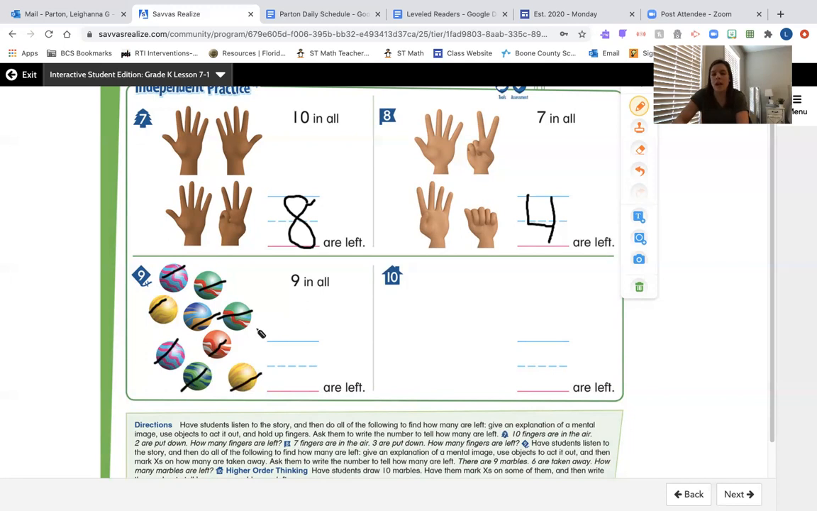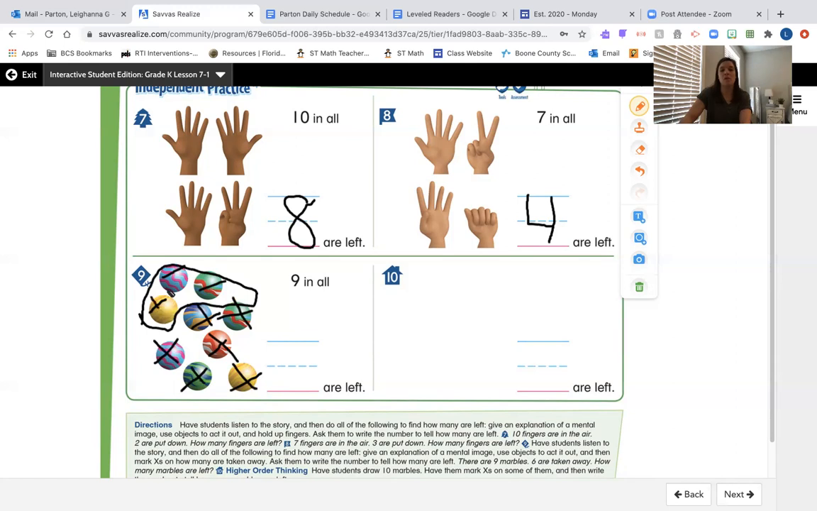So, if there are 9 marbles and 6 are taken away, how many X's do we have to put on the marbles? 6. We're going to mark out 6 of them. 1, 2, 3, 4, 5, 6. So the X's are the ones we show that are taken away. Now let's circle our leftovers to show how many we have left.